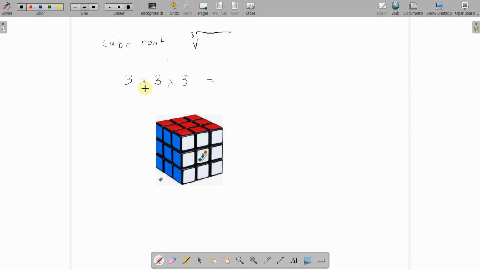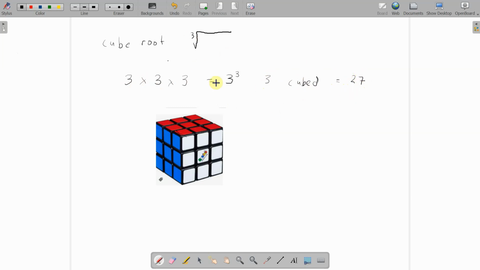Now, we can write a shorthand for that too. That's 3 to the power of 3, otherwise known as 3 cubed. And that's where the name comes from. And what's the answer? 3 times 3 is 9, times 3 is 27.